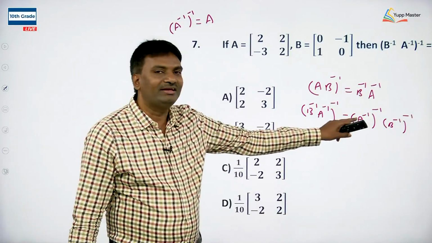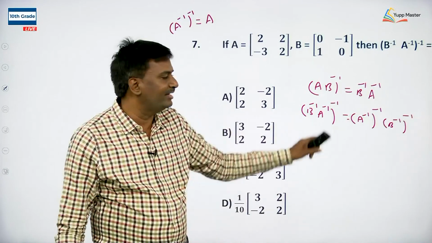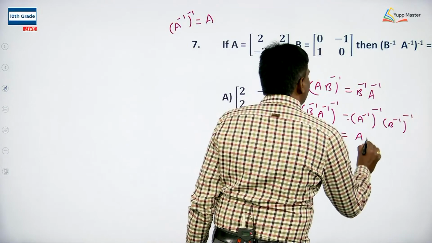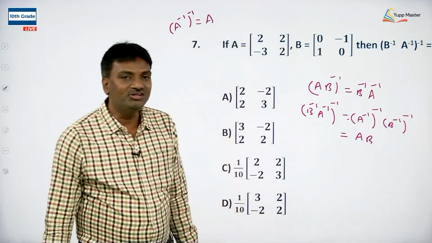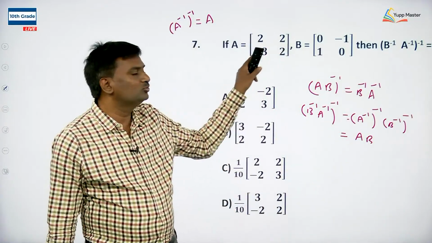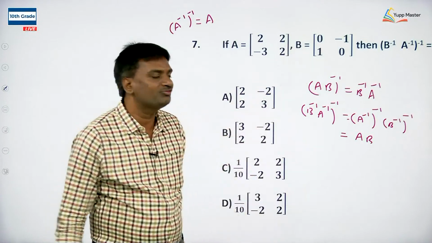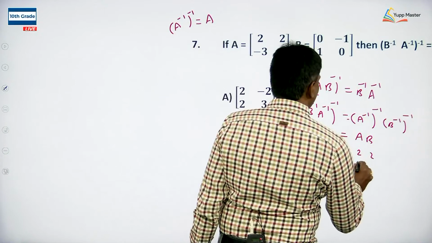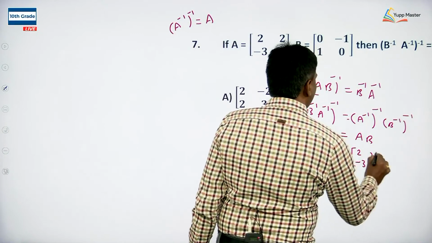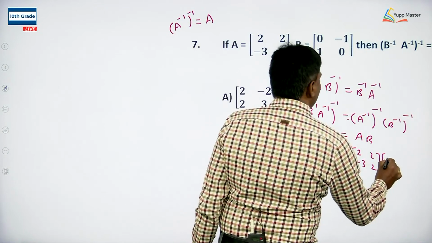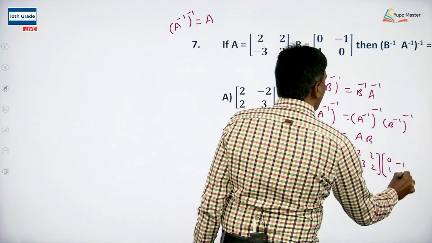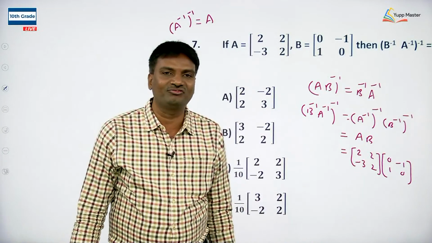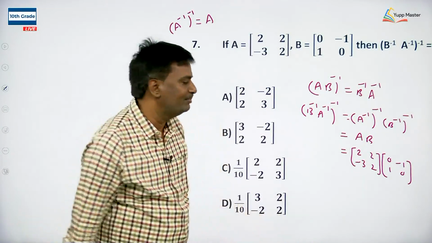So that's why here A inverse whole inverse can be written as A and B inverse whole inverse can be written as B. That's why this is A into B. According to the problem, we have A equal to [2, 2; -3, 2] and B equal to [0, -1; 1, 0]. So that is [2, 2; -3, 2] into B, where B is given as [0, -1; 1, 0]. Clearly these two matrices are 2 by 2 square matrices, so we can multiply them.